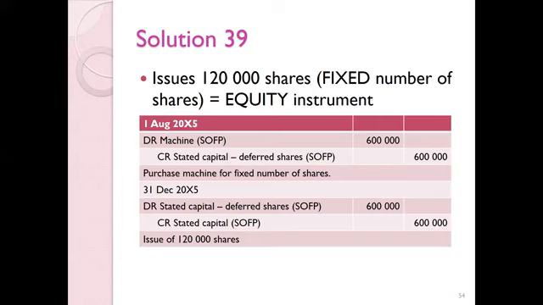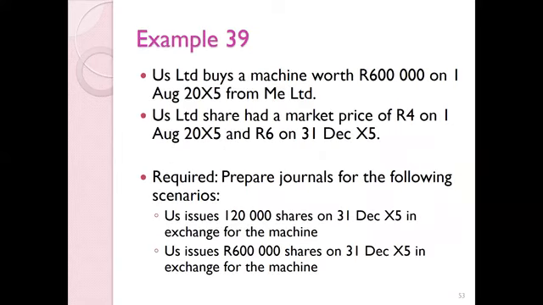So debit the machine, 600,000 Rand, credit our share capital, deferred shares for 600,000 Rand. Okay, then at 31st of December 20x5, we can now debit our deferred shares and we credit our stated capital with 600,000 Rand to provide for the issue of 120,000 shares. Okay, so this is where they are issuing those 120,000 shares at the end of 31st of December 20x5.